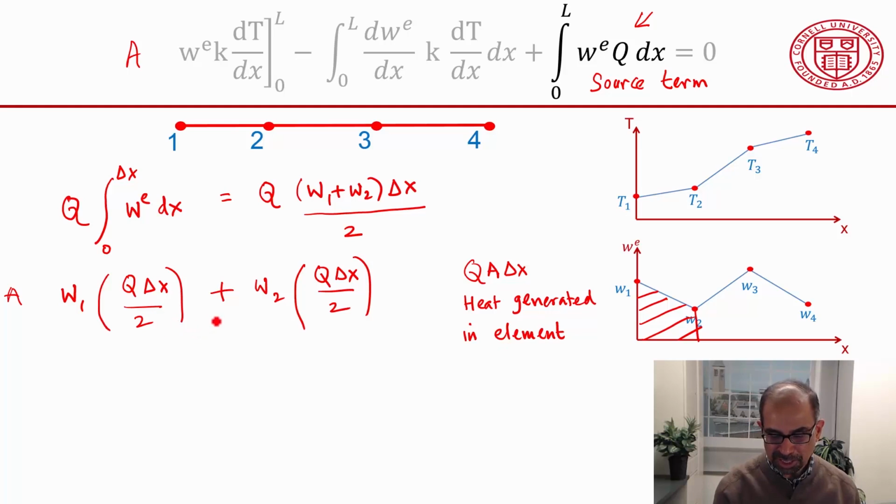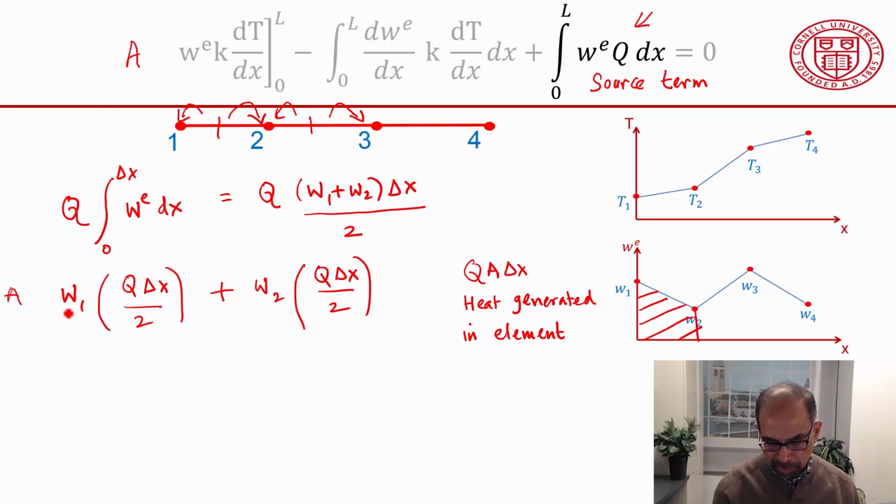So this is interesting, right? When you integrate that term, you can interpret that as half of the heat generated being assigned to this node, and half of it being assigned to this node. So if I divide this into 2, half of this heat generated gets assigned here, and half of it gets assigned here. And similarly for element 2, half of this will get assigned here, and half of this will get assigned here.